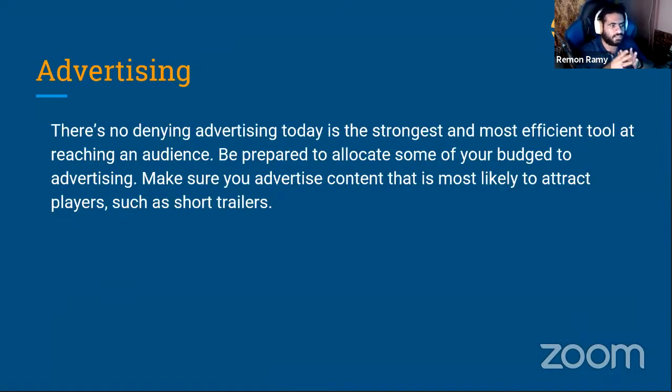Advertising, on the other hand, is a huge tool today. Advertising is not like it used to be back in the day. Nowadays, it's a massive tool that you can use to gain a very massive audience in a very short time. So it's important to look into advertising and try to benefit from it the most. Target the audience that you're trying to target and convert people into wanting to play your game.